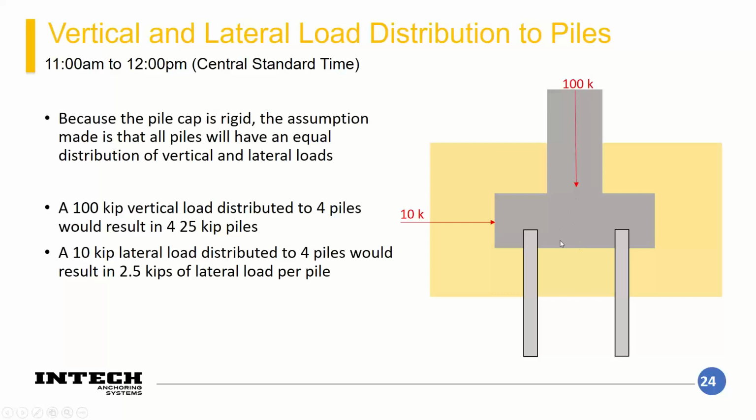Now, if this were a flexible foundation, and especially if this load was offset, that would not be a true statement anymore. So for simplicity of design, when you have these rigid caps, it makes it very simple to say, okay, I've got a 100 kip load. Each pile is going to have 25 kips.